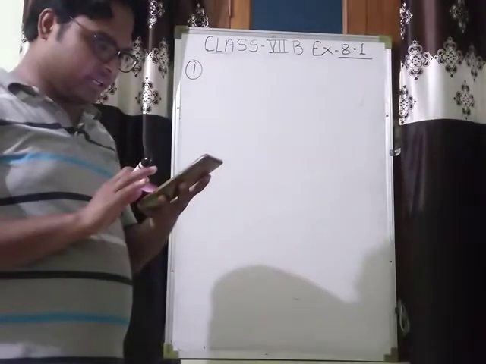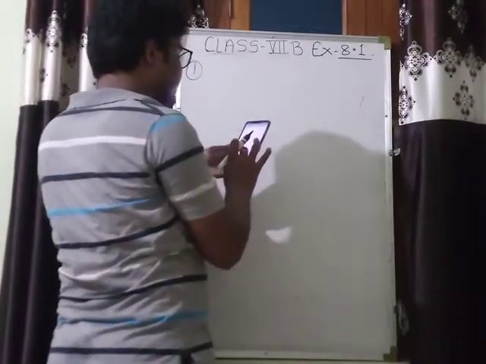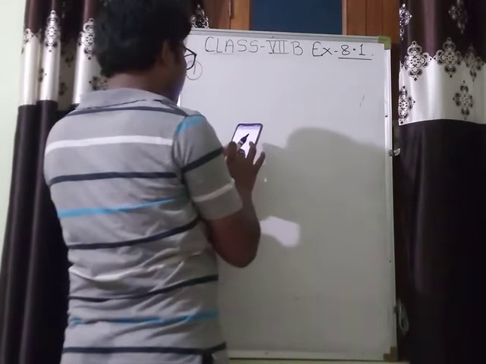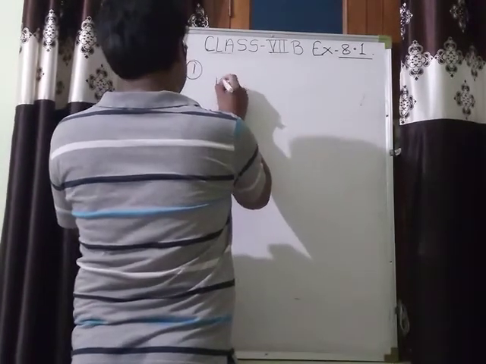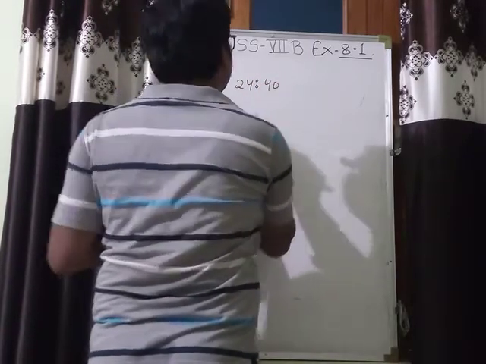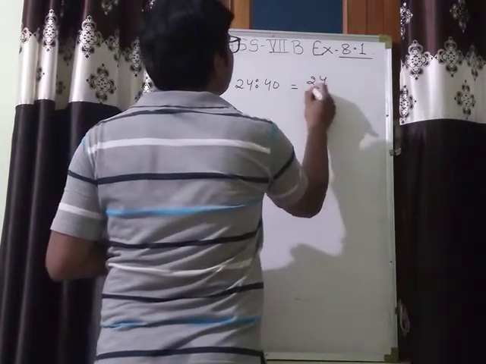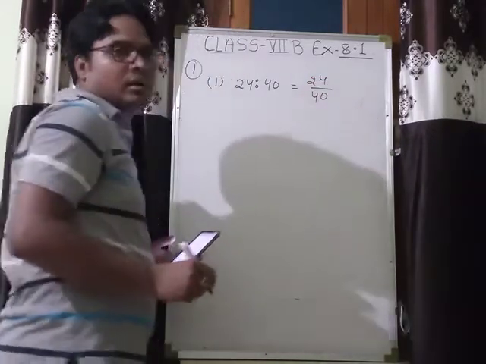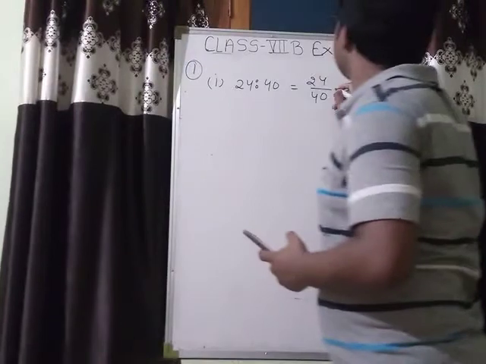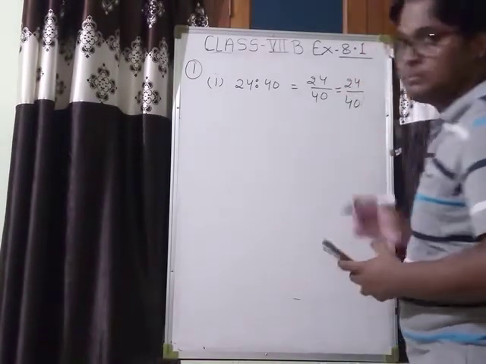Express the following ratio in the simplest form. Question number first. Express the following ratio into the simplest form. The first one, 24:40. Okay. See, this can be written as 24/40. Now divide its numerator and denominator both by their HCF.